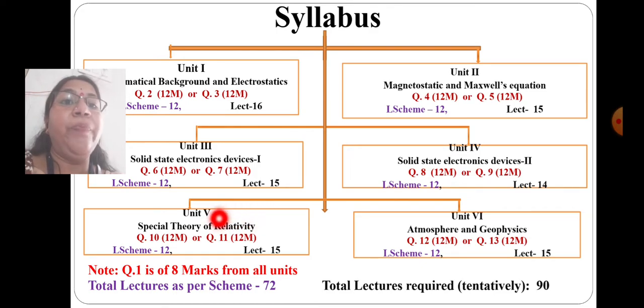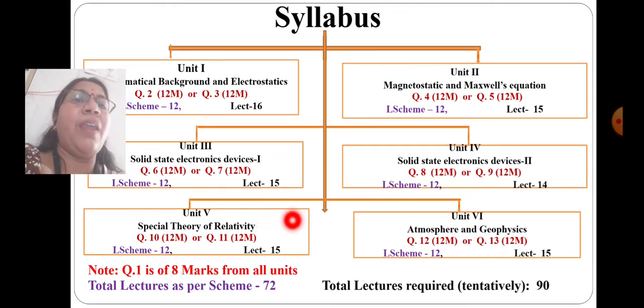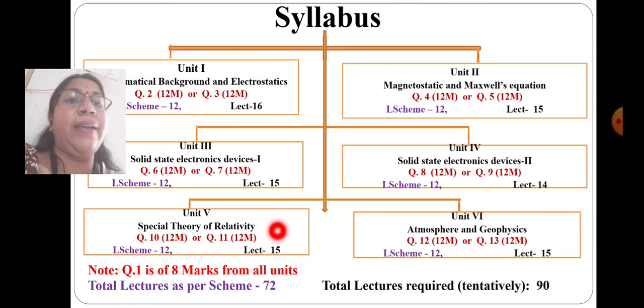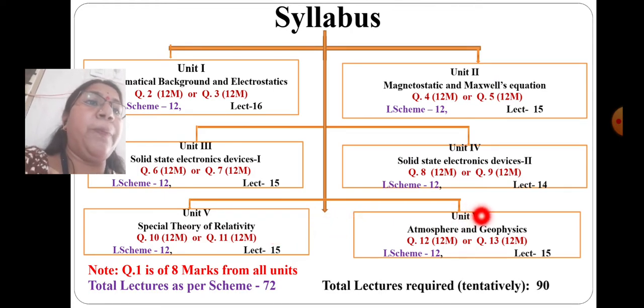As per the scheme, questions 10 and 11 can be asked on this unit, that is unit number 5, and in the same way, question 10 and question 11 have 12 marks each. There may be options of A, B, C, D and so on. As per the lecture scheme, it requires 12 lectures, but tentatively it requires 15 or more than 15.